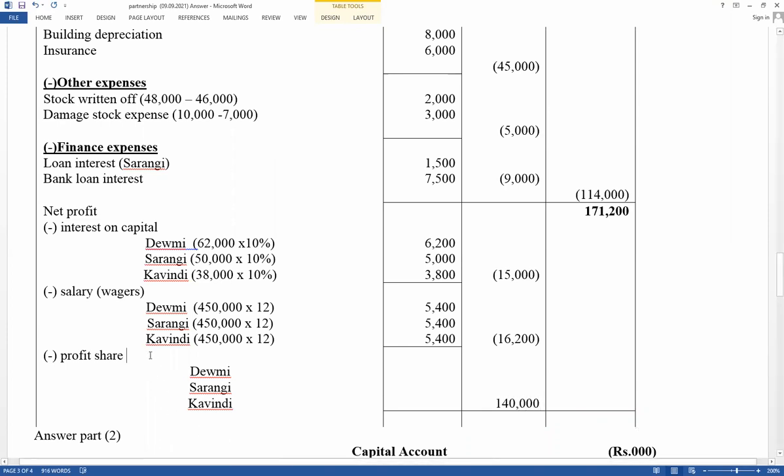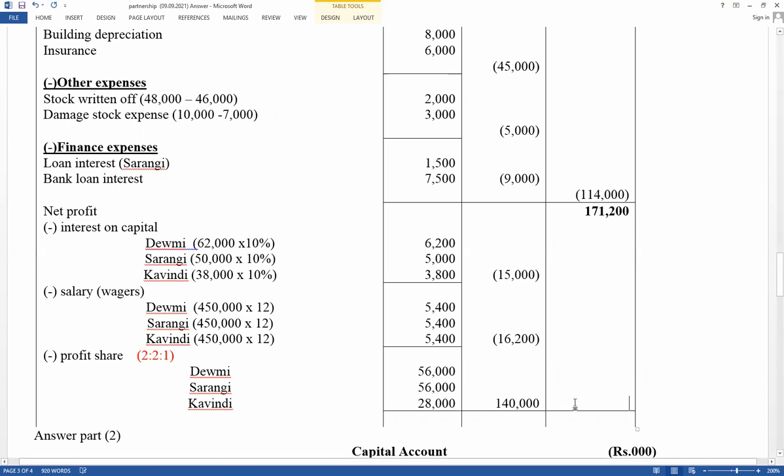The new profit share ratio should be applied. A new partner is also available during the current period. Therefore, the ratio is 2:2:1. Therefore, 140,000 divided by 5 into 2 will be equal to 56,000. And the next one also 56,000, and 28,000.